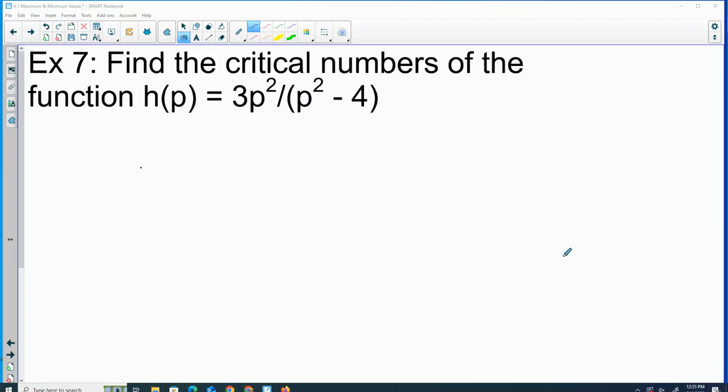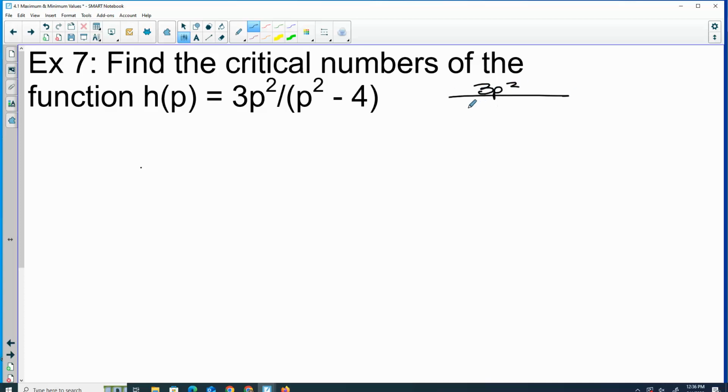Critical numbers we were working on Friday? What are critical numbers? Numbers where the derivative is 0 or undefined. So we do have to take both into consideration. Alright, so if I asked you for this one, if I wanted the critical numbers, is there any way I can simplify this beforehand?